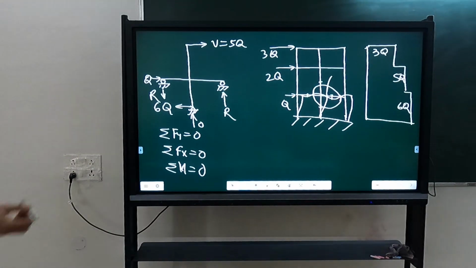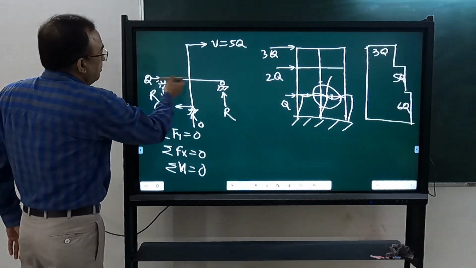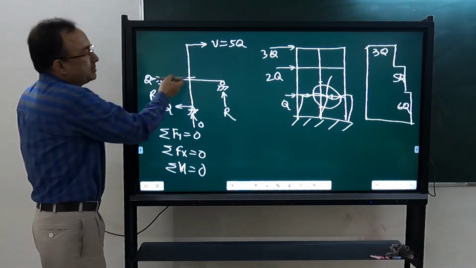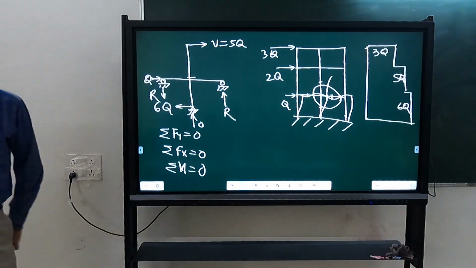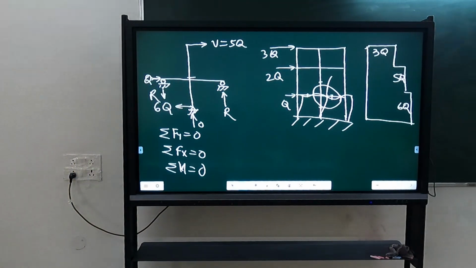We are not considering anti-symmetry about the horizontal plane. I am not putting my mirror here. I am putting my mirror here. So on this side also Q should be there. Do you agree or do you not agree? Because if you agree, you have to agree with it.